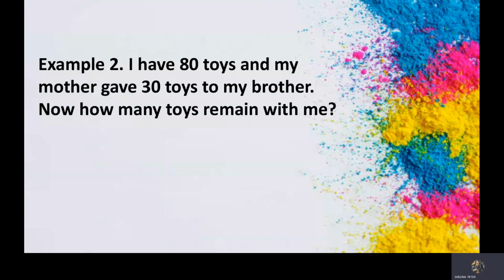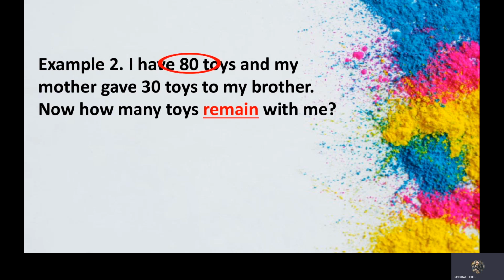So example number 2 is: I have 80 toys and my mother gave 30 toys to my brother. Now how many toys remain with me? So what was the first step? Underline the keyword. So here the keyword is remain. So this shows it is a subtraction word problem, as you had 80 toys and your mother gave 30 toys to your brother. So that means we are going to subtract these numbers, because earlier you were having more number of toys, now you have less number of toys.